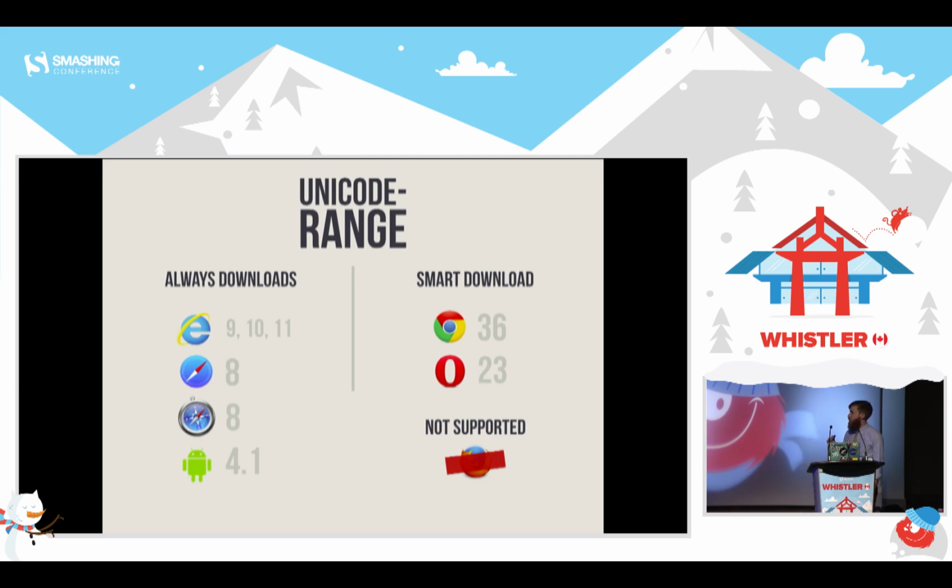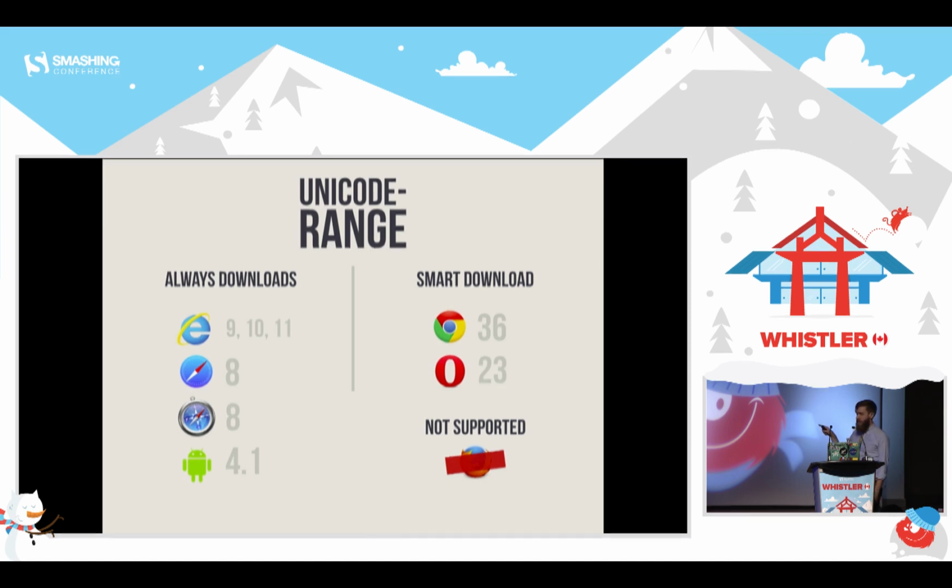So yeah, if we're not using an ampersand in Chrome and Opera, the font won't download. Now in all these other browsers on the left, where it says always downloads, it will download your new font every time, but it will actually subset the content, sort of a client-side subsetting, so that it only applies your new font to the characters that use the Unicode range that you specified.